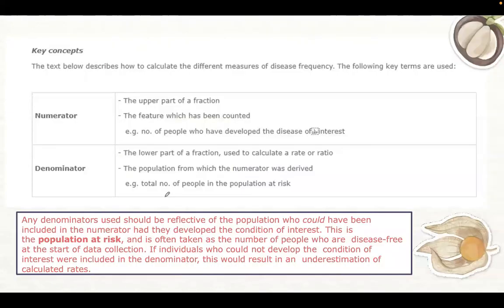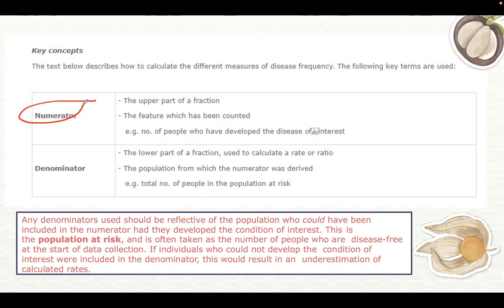So to start off our discussion, we will define these key concepts first. Again, the text below describes how to calculate the different measures of disease frequency. Number 1, we will define the numerator. As you can remember from your previous activity, we have discussed the numerator and the denominator.